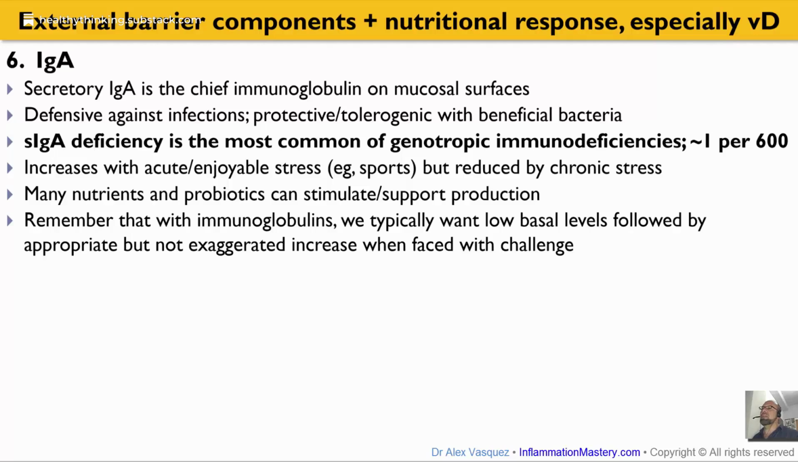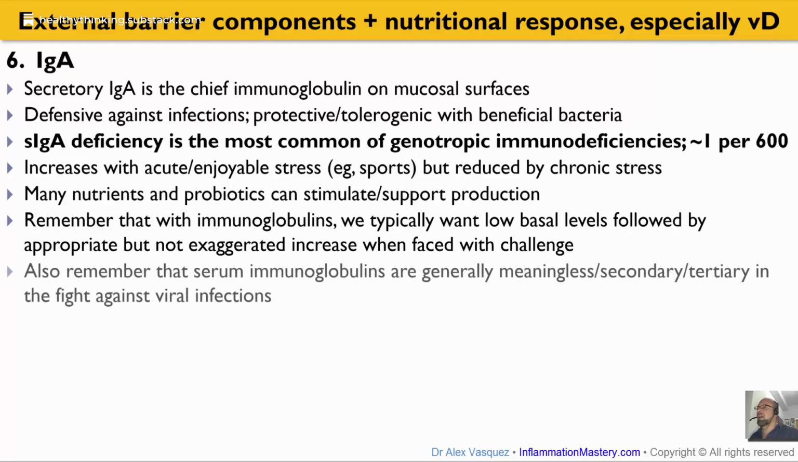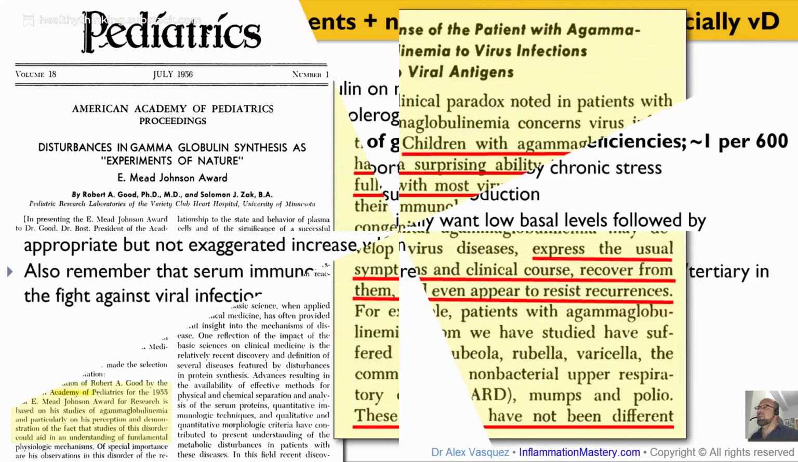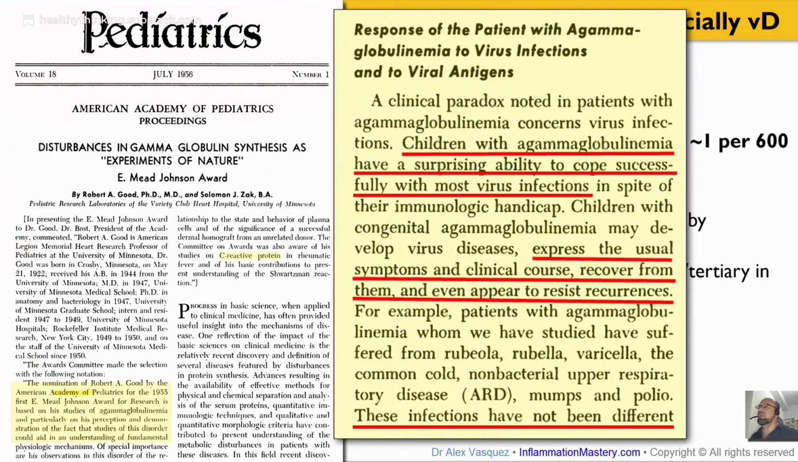Remember that with immune globulins, we typically want low basal levels followed by appropriate but not exaggerated increase when faced with a challenge. Also, since we're on the topic of immunoglobulins, I want to remind you that serum immunoglobulins are generally meaningless or at least secondary in the fight against viral infections. Patients with agammaglobulinemia typically have normal courses of viral infections and a normal response to viral vaccinations.